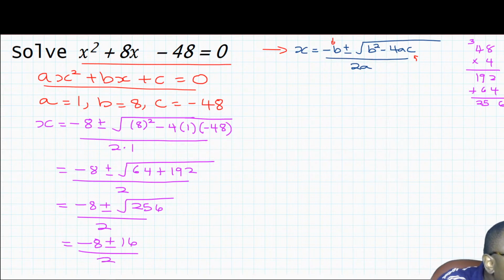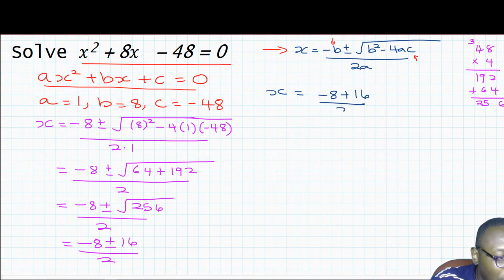Now we need to find out the values of x. Because you have this plus minus here, it means that you're going to get x in 2 ways. You're going to have x equal to negative 8 plus 16 divided by 2. You're also going to get it by having x equal to negative 8 minus 16 divided by 2. This simply means that you could potentially have 2 different answers.